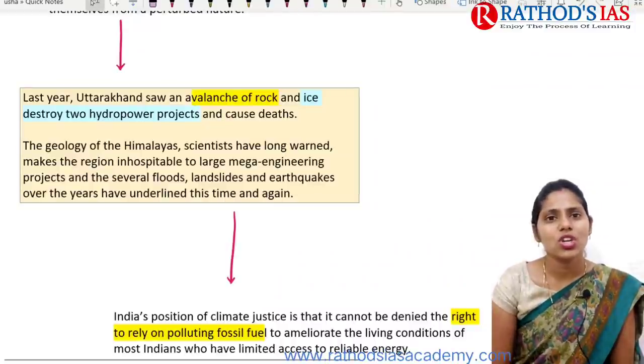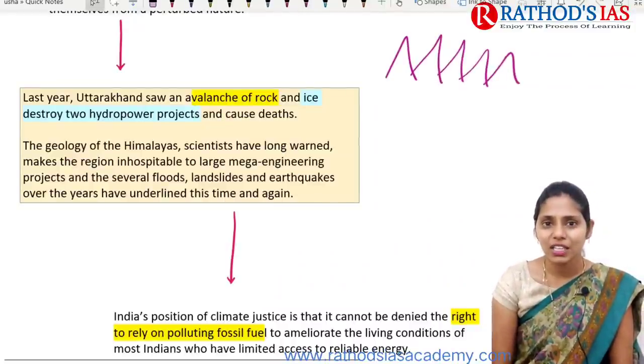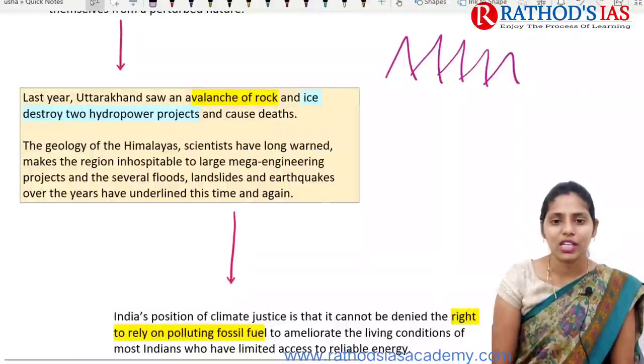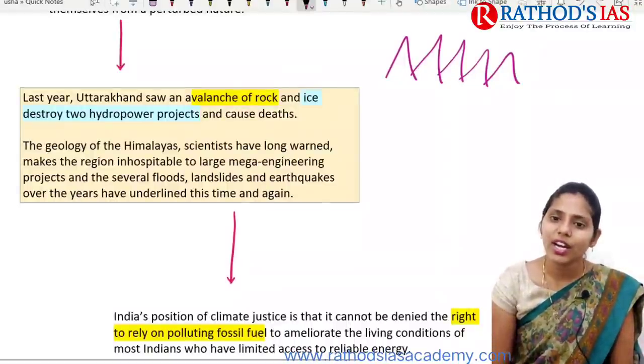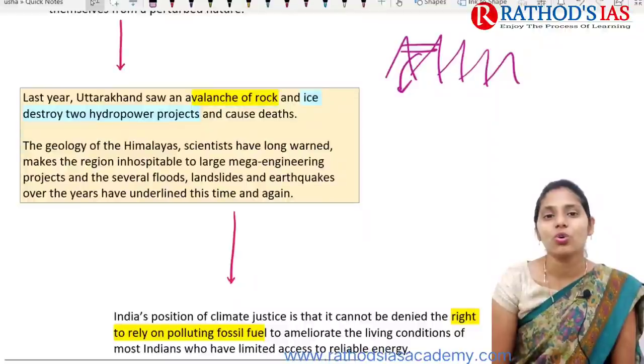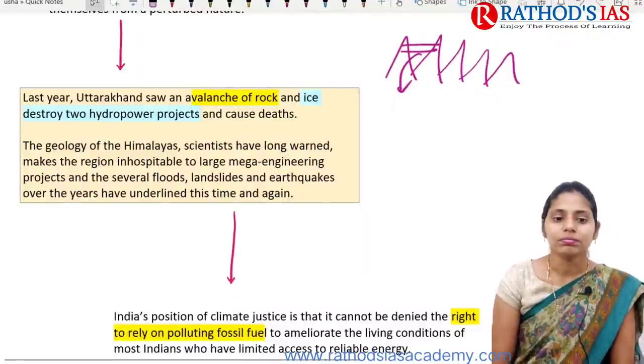And if you're talking about the geology of the Himalayas, we know that they are very much active. They are mainly folded mountains, very active, and they are young mountains. Whenever you want to go for any project here, many scientists and environmentalists warn that this region is ecologically very sensitive. Whenever we go for construction of any project, it will not be sustainable.